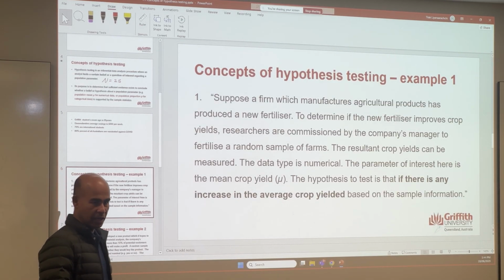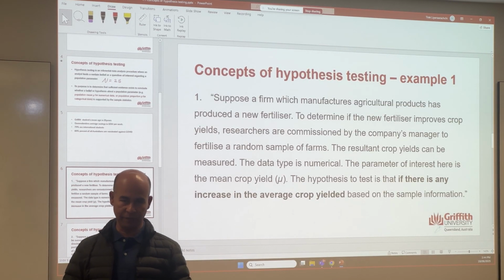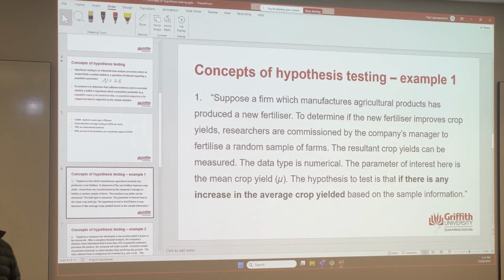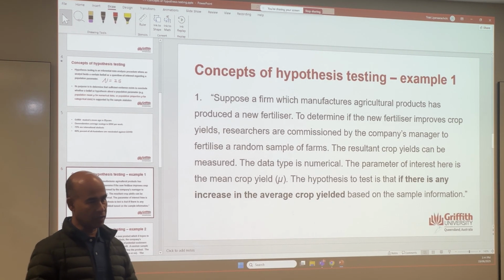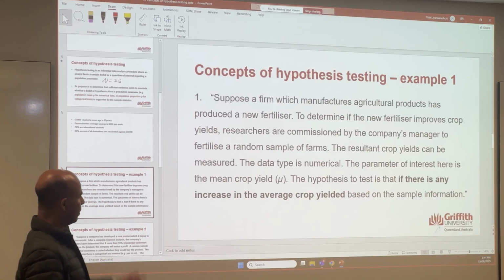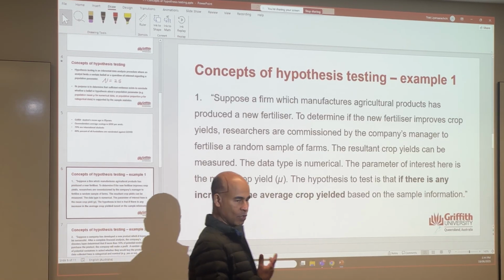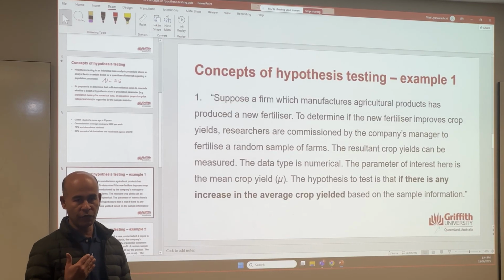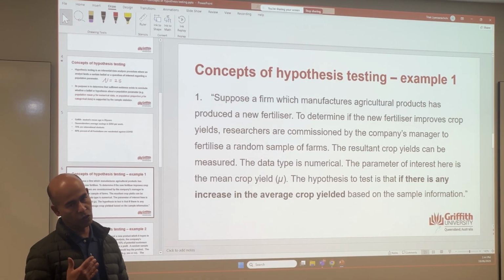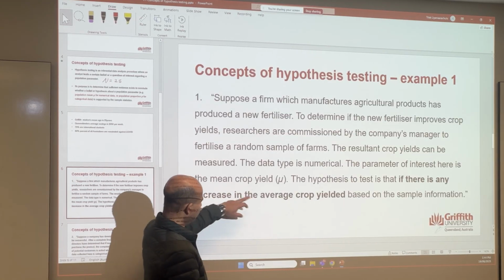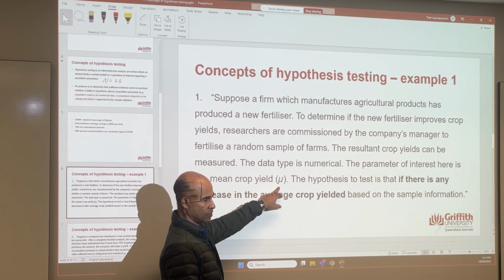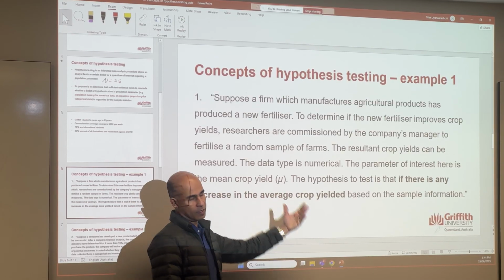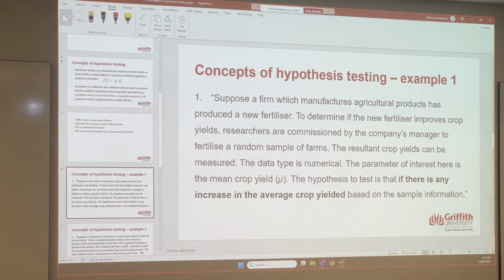They produce a new fertilizer because existing fertilizers are having some issues, right? They produce a new fertilizer because the new fertilizer is going to increase the crop yield. That's what they believe. So if you are a statistician, you should be able to verify this belief, whether the new fertilizer increases the crop yield or not. That means the mean crop yield. That's another example.